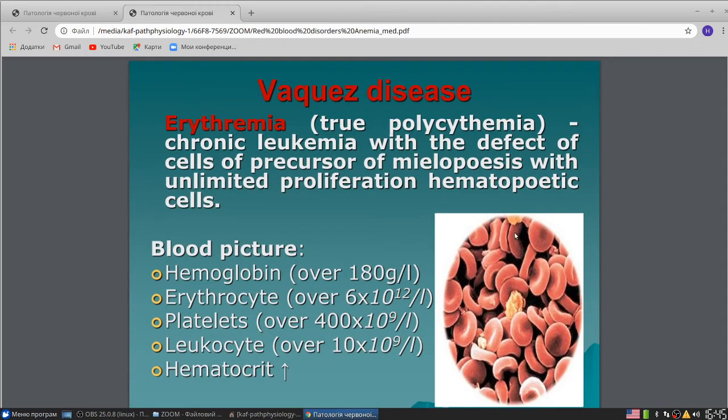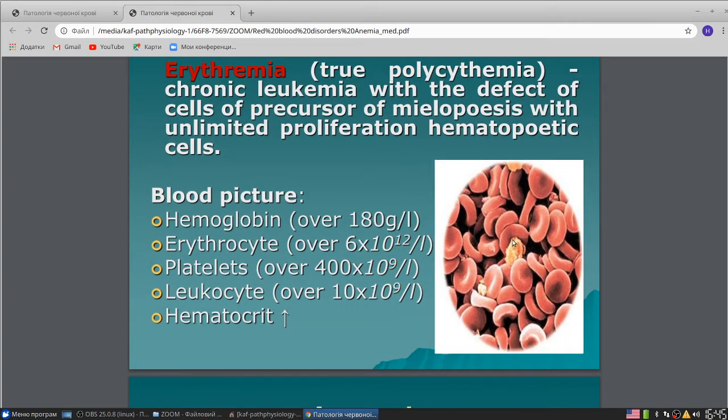Hereditary erythrocytosis has the name erythremia or Vaquez's disease. It's true polycythemia due to chronic leukemia or hyperstimulation of precursor cells of the myelopoietic line with unlimited proliferation of hematopoietic cells. Generally, Vaquez's disease is characterized by a full increase among all blood cells and all measures in blood: hemoglobin over 180 grams per liter, erythrocytes over 6, platelets over 400, leukocytes over 10, and hematocrit more than 60.